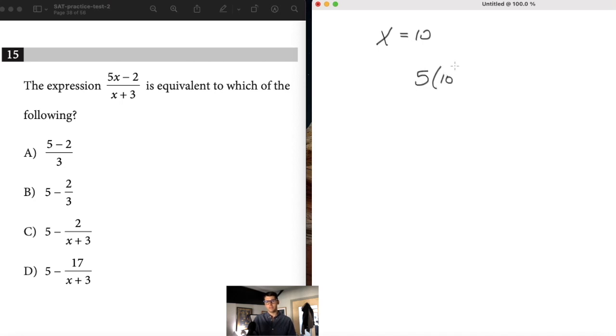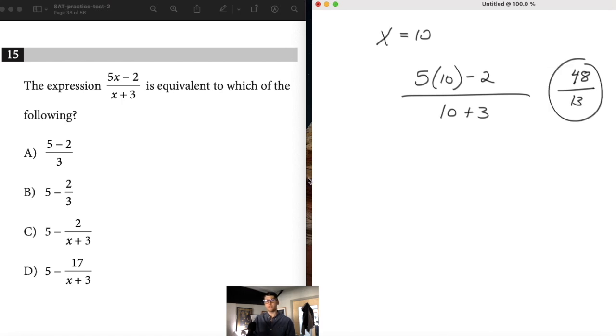5 times X, which is 10, minus 2. I'll write it all out here for you. And then X is 10 plus 3. Well, that's 50 minus 2, which is 48 over 13. That's a gross number. I'm just going to leave it just the way it is. What is not equal to 48 over 13?